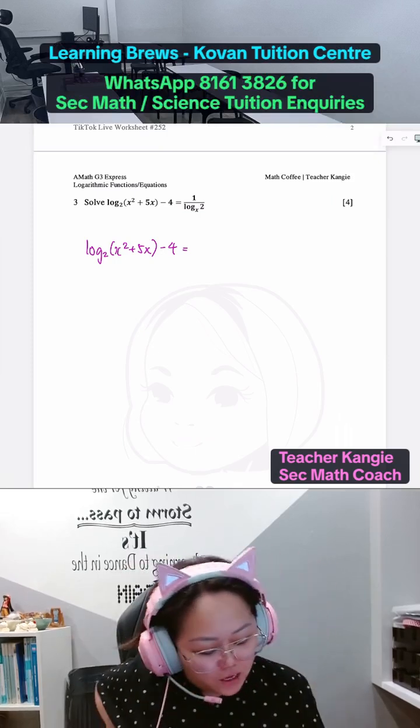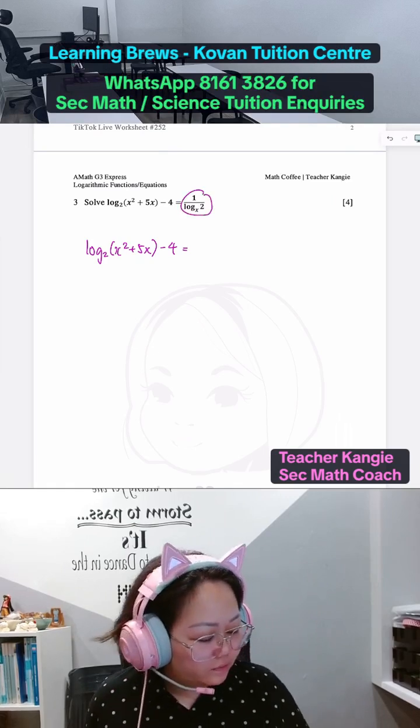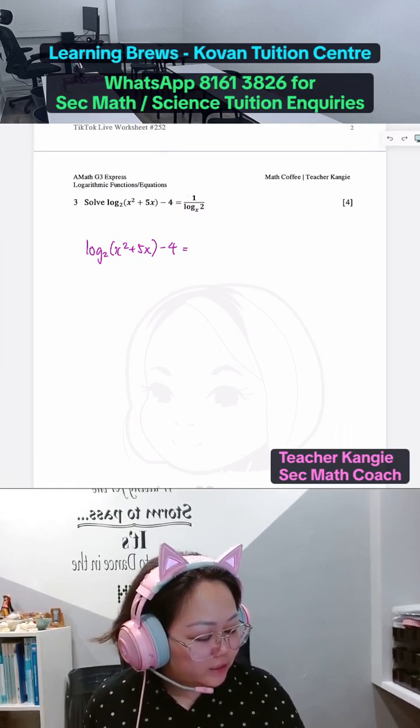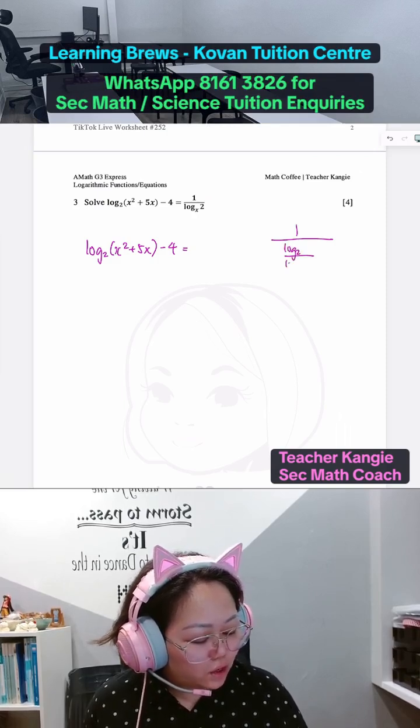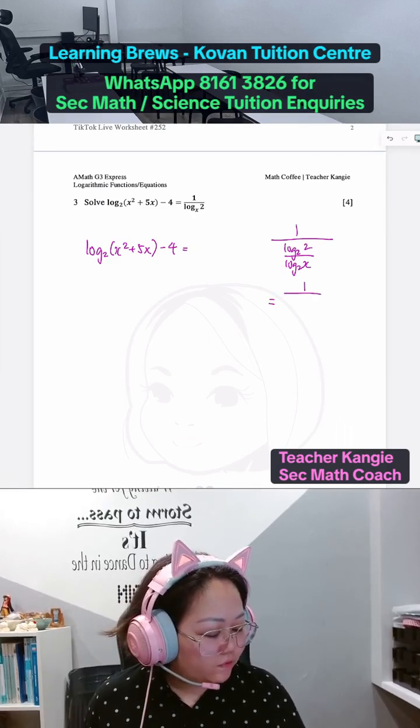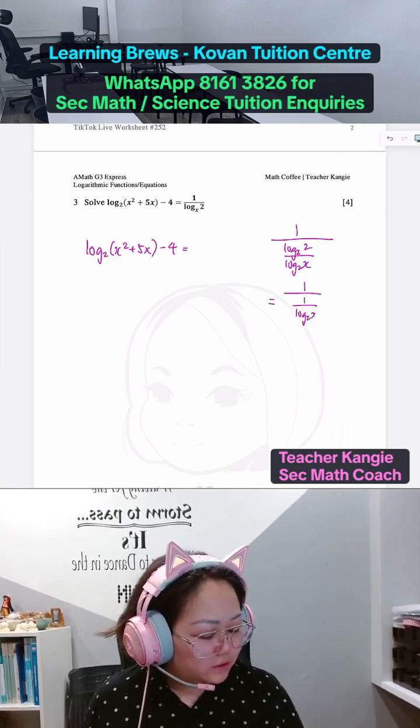Let's see how it goes first. This one, I put it at the side. So it's 1 over log 2, so 2 here and x here. So it's just 1 over log 2x.